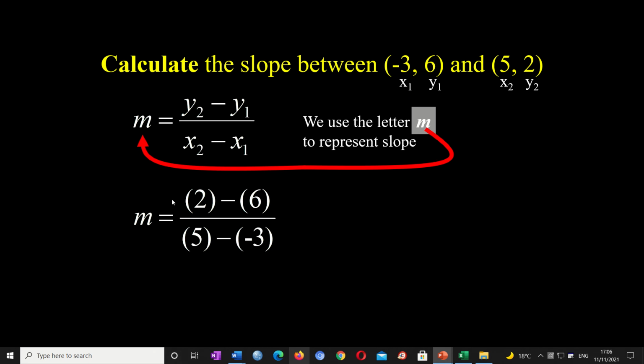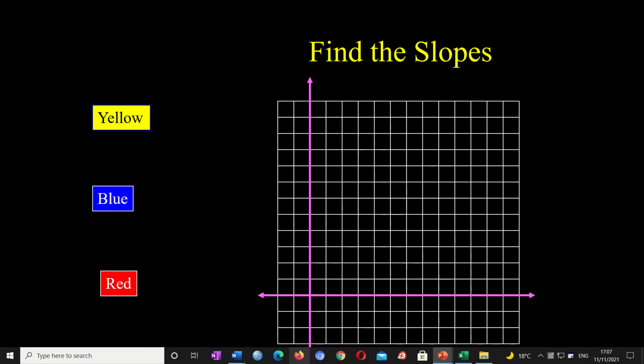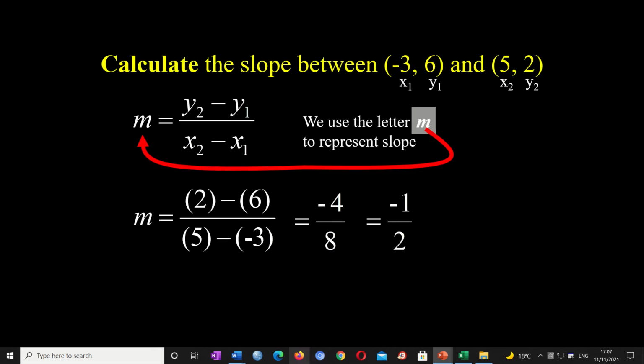I use brackets here, these brackets, to avoid any mistake. Because if I use brackets, then I will see that I have a minus inside the bracket and a minus outside the bracket. And this is 2 minus 6 is minus 4. 5 minus minus 3 is 8 because this makes plus. That's minus 1 over 2. All right. Yes. Any question here? Is it okay?